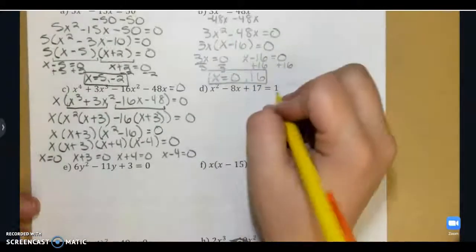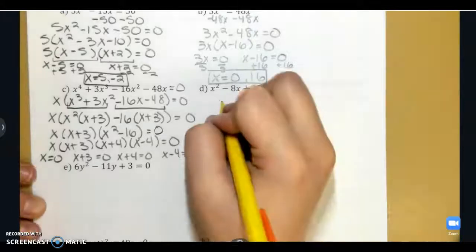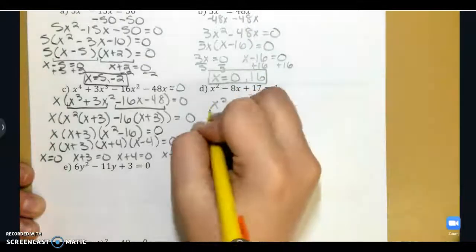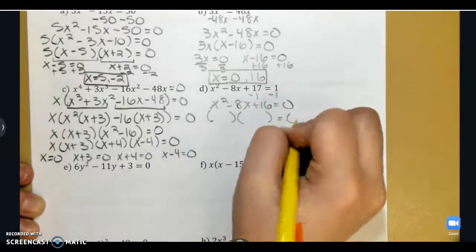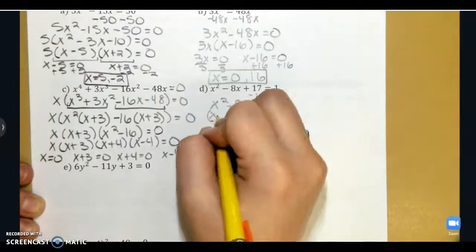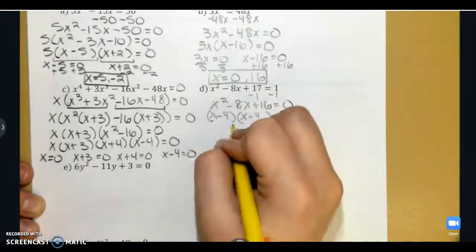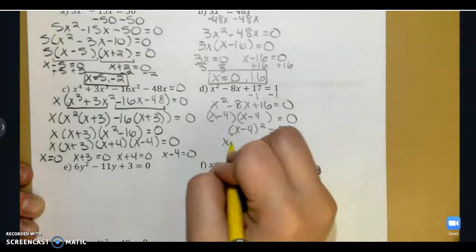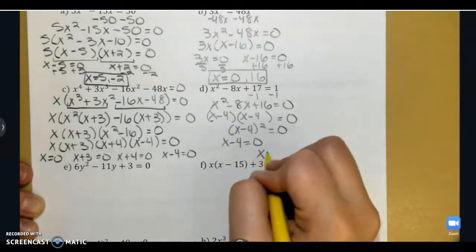Moving on to D, again getting it in standard form. So this is now a trinomial. Factors of 16 that add to -8, that's -4 and -4. So x minus 4 squared. So if x minus 4 equals 0, then x equals 4.